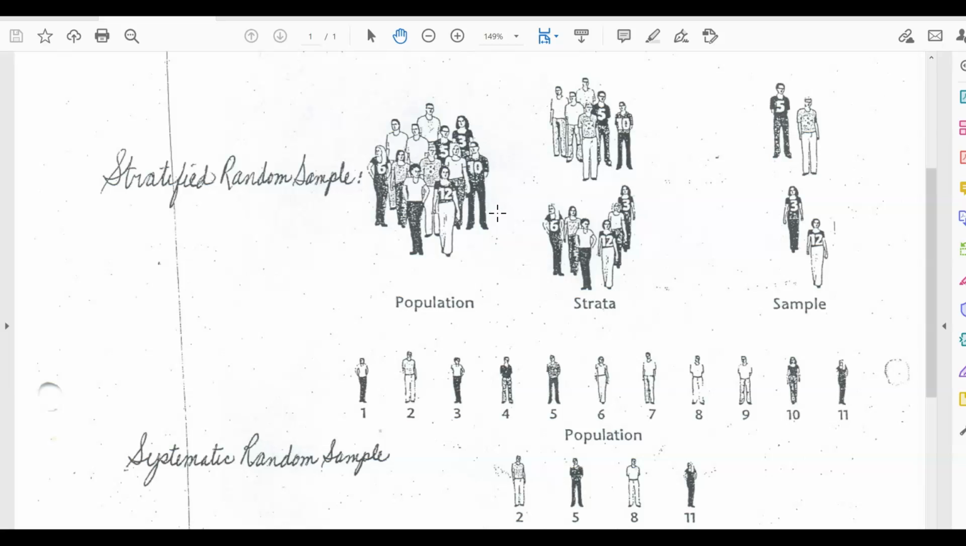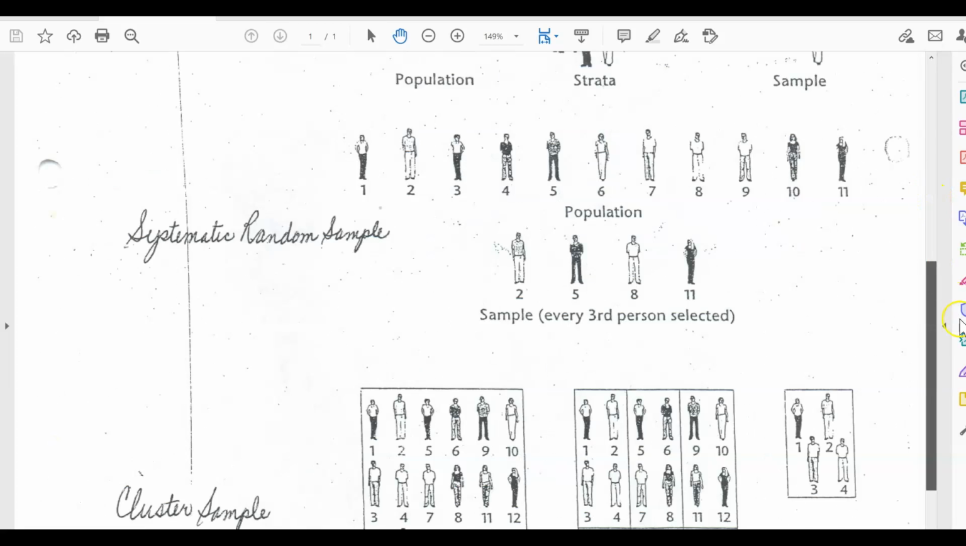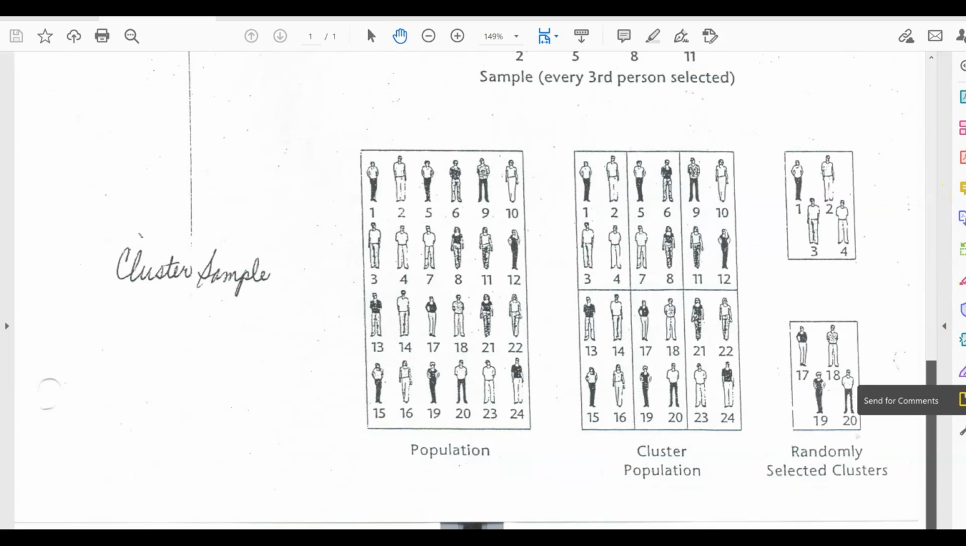Then what I do is I take a simple random sample of freshmen, and then another simple random sample of sophomores, and another simple random sample of juniors, and finally a simple random sample of seniors. So I take several different simple random samples. Now, the stratified random sample, I'm going to slide down to the bottom. This one most often gets confused with what's called a cluster sample, so I want to differentiate between these two.